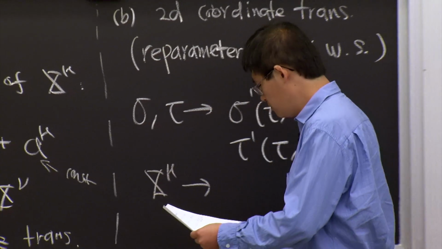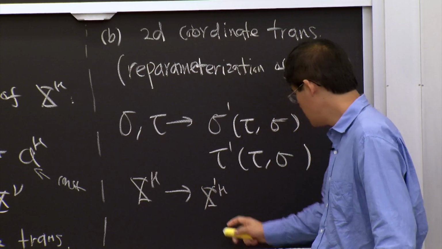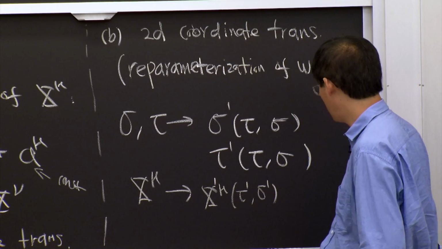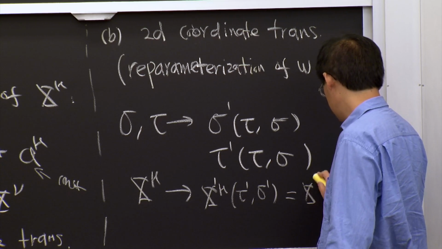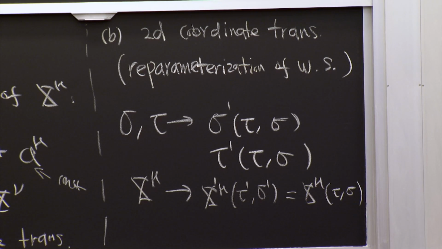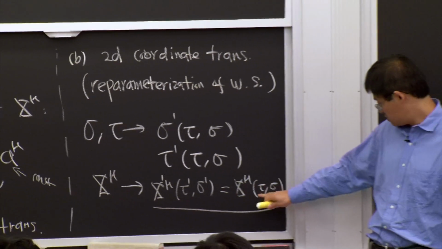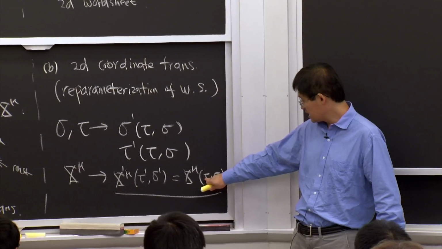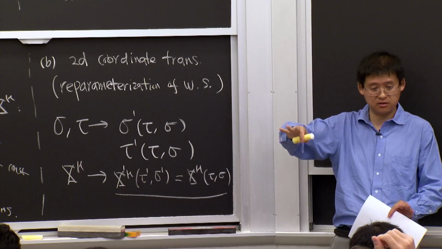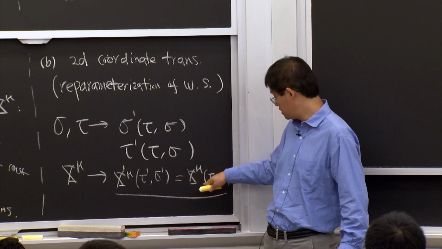So the scalar field transforms as the following. It goes to x mu prime, and x mu prime, when you evaluate it at the new coordinates tau prime and sigma prime, should be the same as your original x evaluated at the original location. So this is essentially the definition of a scalar field. It says that when you make a coordinate transformation, if you follow the point, the value of x does not change. Because when you go to the new location, x prime evaluated at the new location should be the same as your original value.